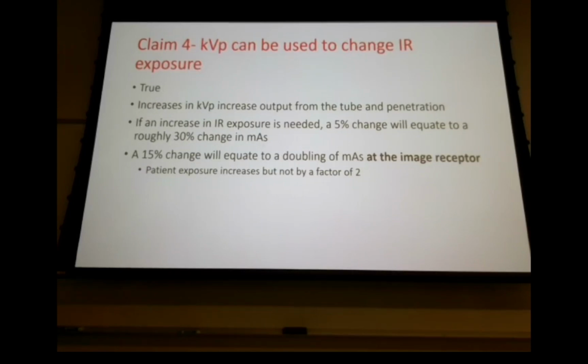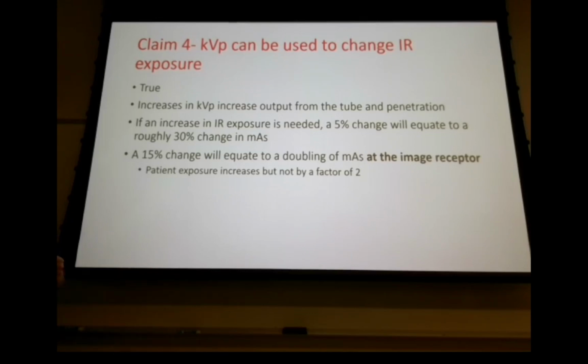So can kVp be used to change image receptor exposure? Well, we just talked about that too. Yes, is the answer. So how much of a change do you want to make? What are your rules for changing your image receptor exposure for mass? What's the minimum you want to change? There are two rules fundamentally. What's that? Up or down by 2, yeah. Okay, that's one of them.